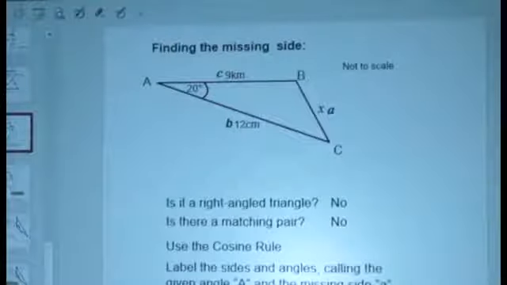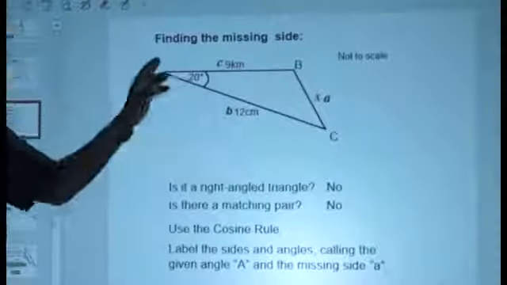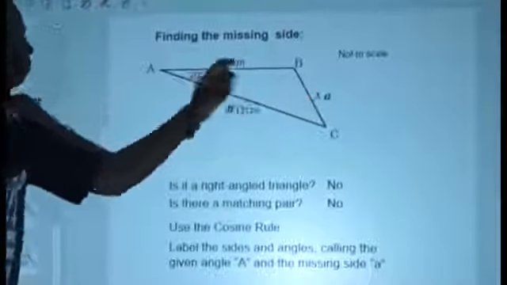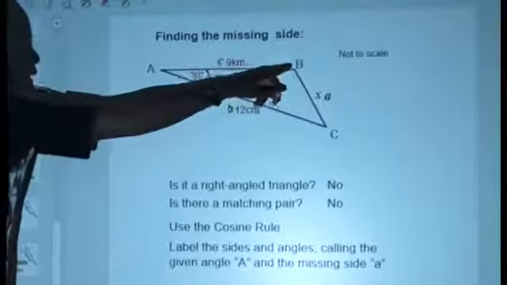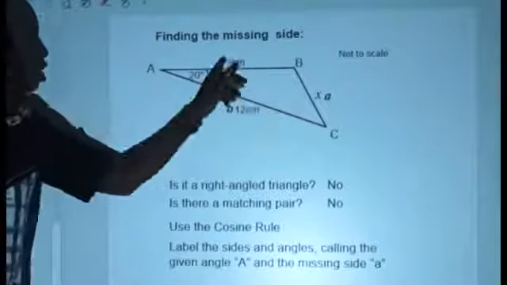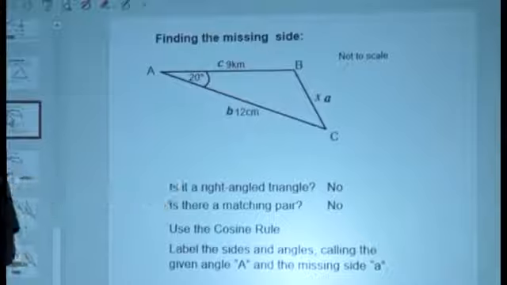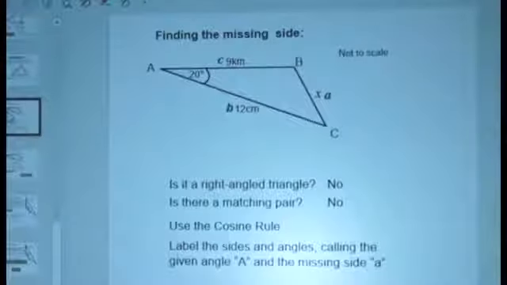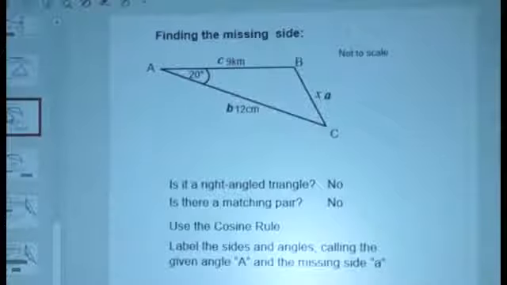Then finding the missing sides, looking at this, we have ABC. A is missing here, but the opposite angle is given. Then B, the opposite side, is given. And C, the opposite side, is also given. Having this, is it a right-angled triangle? No, because there is no angle of 90 degrees and there is no indication. Is there a matching pair? No, as we have seen in the sine rule, not in the case of cosine.